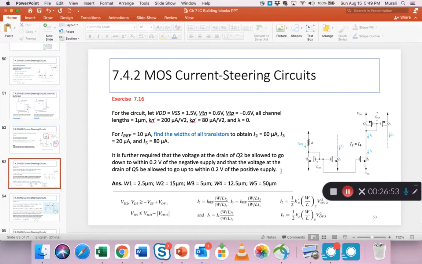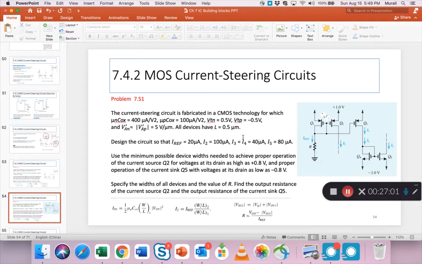So previously he had given the wording to within 0.2 volts of the supply voltage. Here luckily he just says 0.8 minus 0.8, which is the same thing. It is 0.2 volts of the 1 volt supply voltage. Specify the widths of all the devices and the values of R. Find the output resistance of the current source 2 and the output resistance of the current sink 5. So pretty much similar problem.